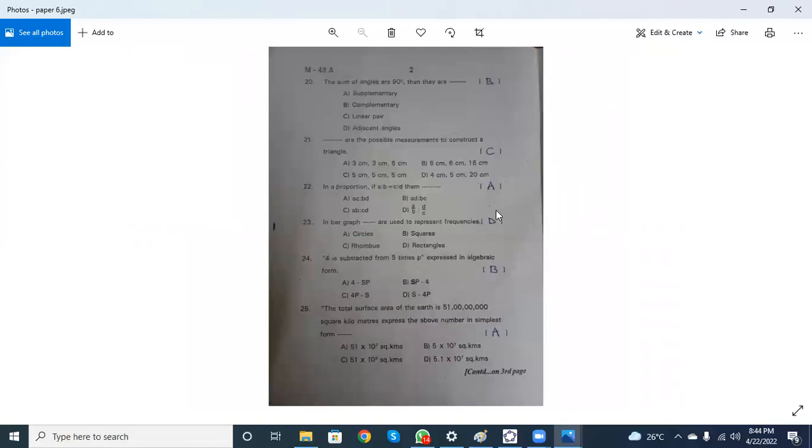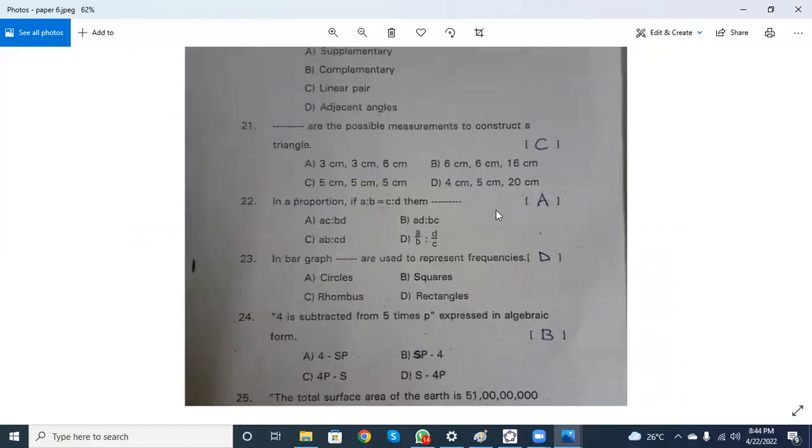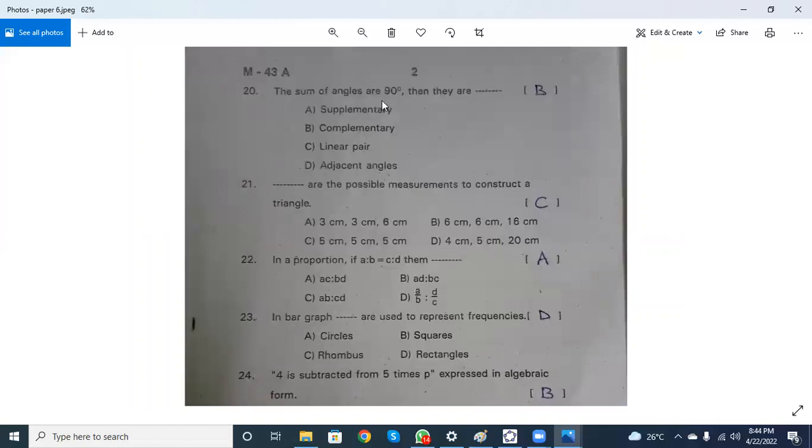Next, question number 20. If the sum of two angles is 90 degrees, then they are called complementary angles. So dash are the possible measurements to construct a triangle, they asked. So from these four options, we need to pick the correct option.